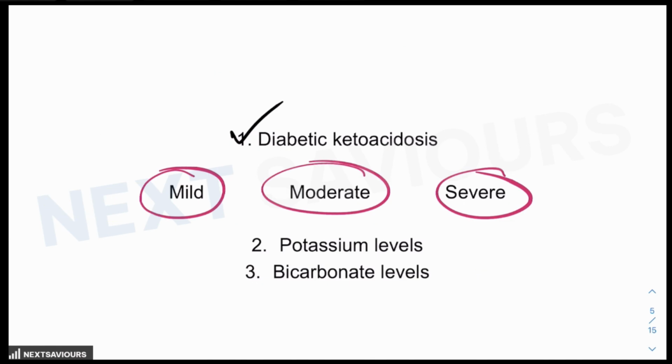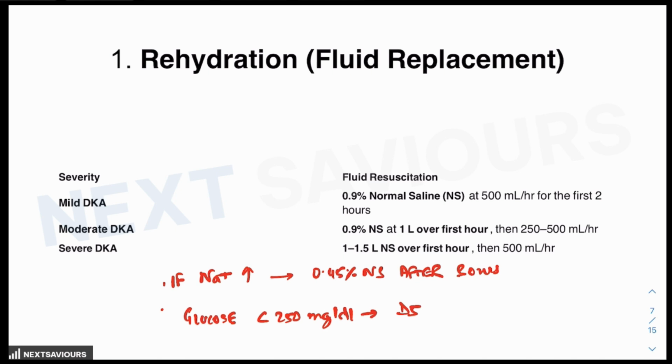After identifying the category of diabetic ketoacidosis, the second thing that you have to look for is the potassium level, which is provided in the question. And the third, obviously, is the bicarbonate level. So let's start with the management. First thing that you have to do is fluid replacement for rehydration. And the goal is to restore the intravascular volume, improve the renal perfusion, and facilitate glucose clearance.